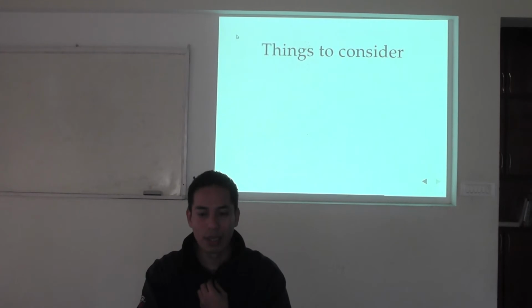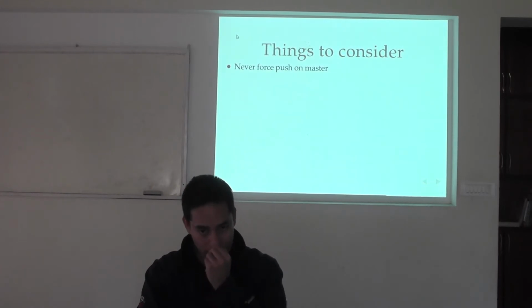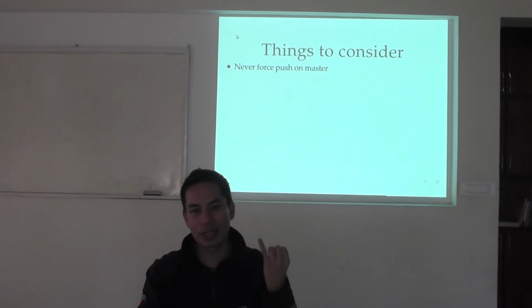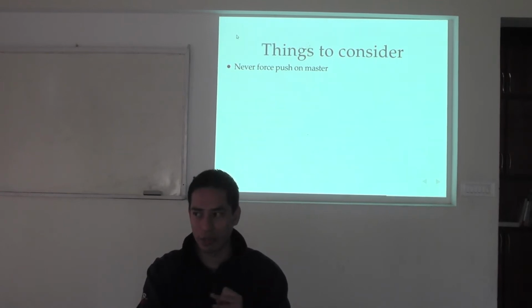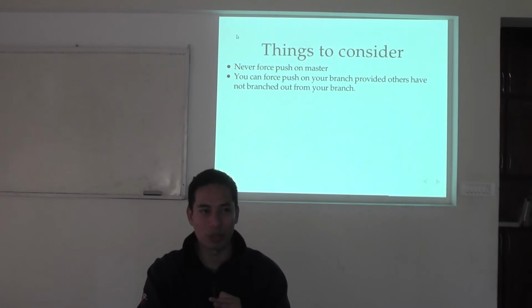All the things that I said. Things to consider: never force push to master, never ever do that. Always do a normal push to master, because master, as I said, is the stable branch, the only perpetual branch. Even by mistake, if you force push to it, it might mess up everyone's code. So always be very careful that you never force push to master. Always only push to master. You can always force push to your branch, because as soon as you rebase from master, you will most of the times need to do a forced push.